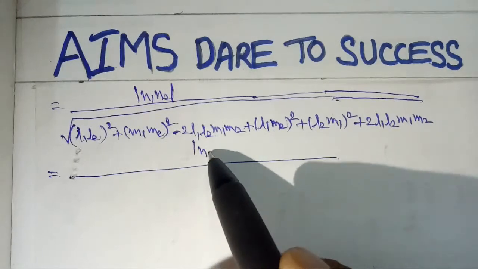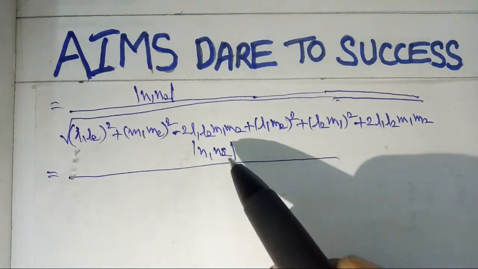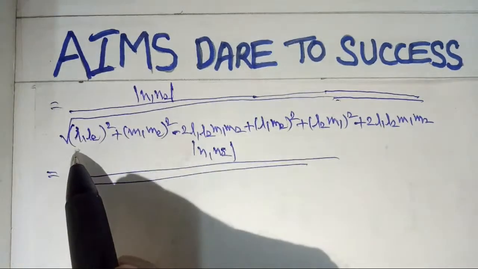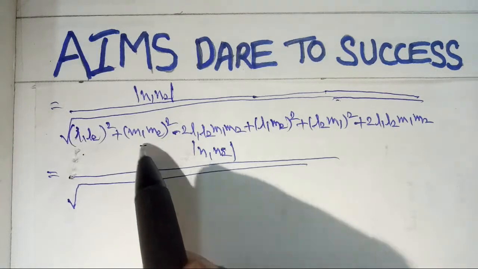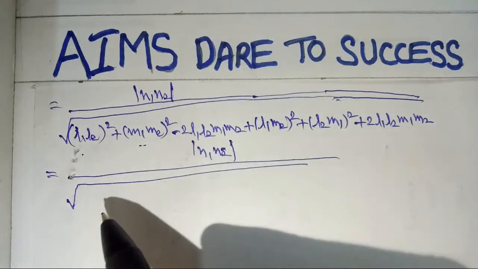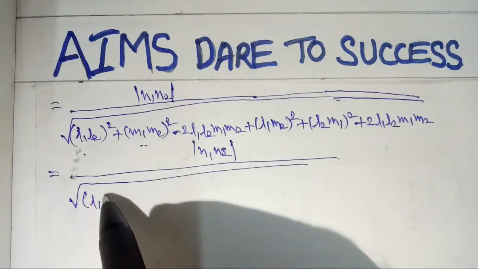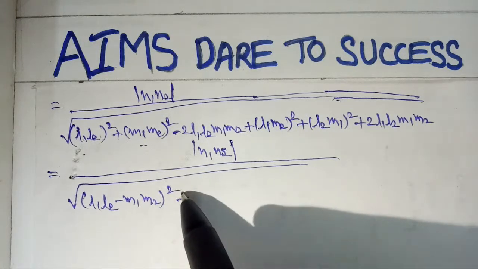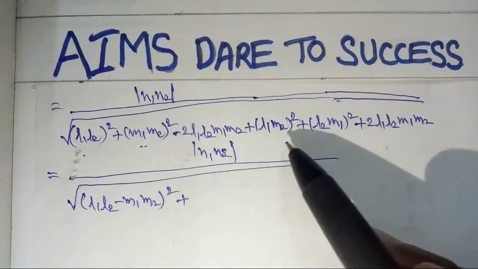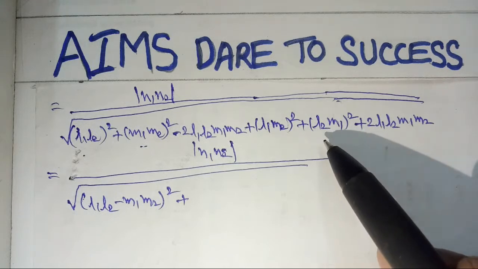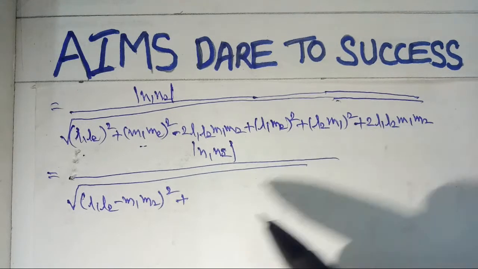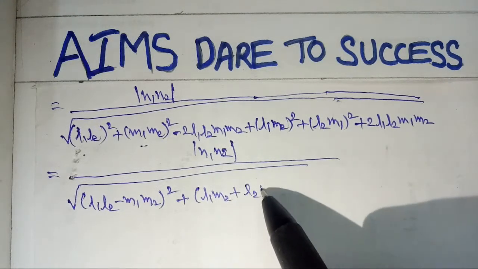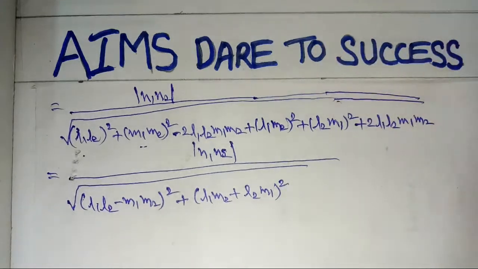Numerator value mod n1 n2 same as it is. Okay, divided by root over. This looks like a square plus b square minus 2ab, that is a minus b whole square. L1 L2 minus m1 m2 whole square. After that, the last values look like x square plus y square plus 2xy. x plus y whole square, that is L1 m2 plus L2 m1 whole square.